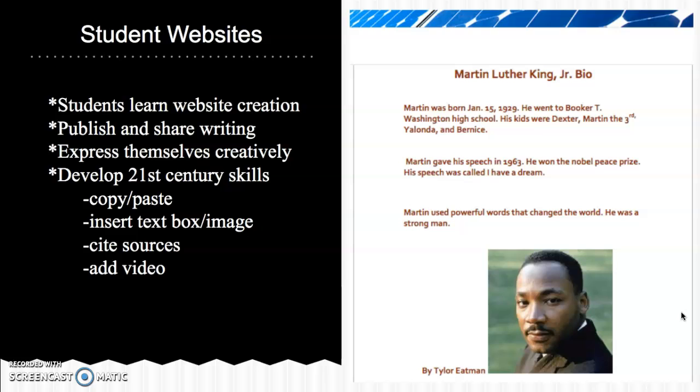When I was teaching third grade, my students all over the course of a year built a student website of their own. So students as young as third grade, I believe, could do this. Not only are they developing tech skills, but they're able to publish and share their writing, express themselves creatively, and practice those skills, copying and pasting, inserting text boxes and images, and especially how to cite your sources when you're sharing information publicly.